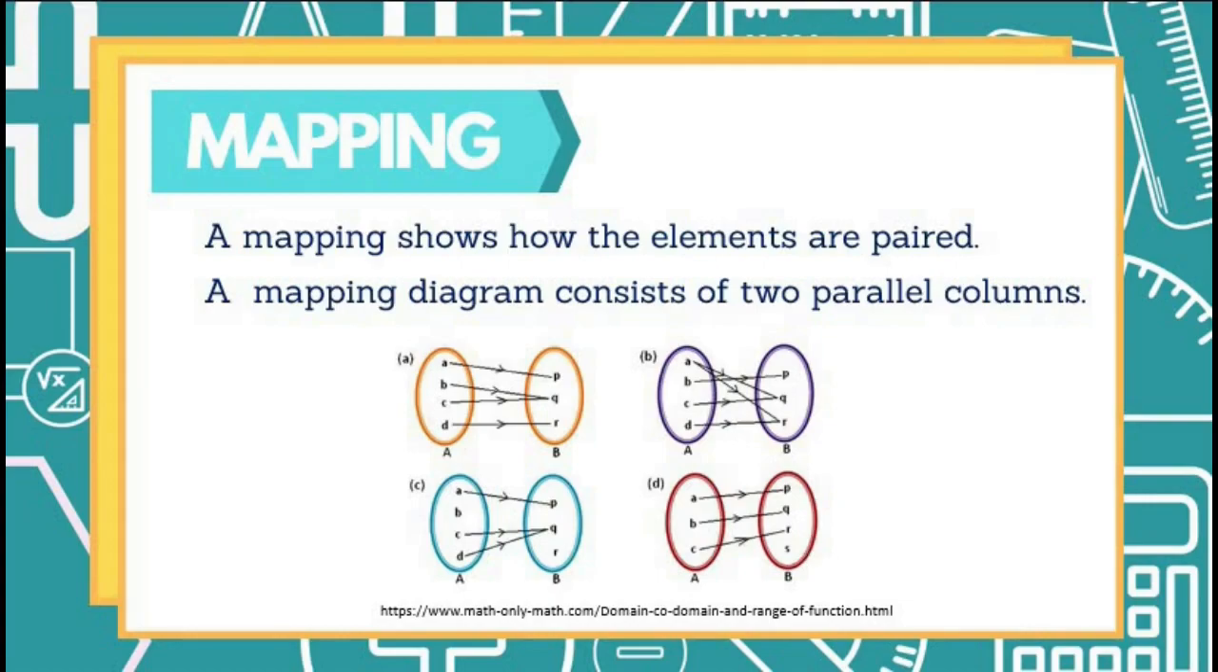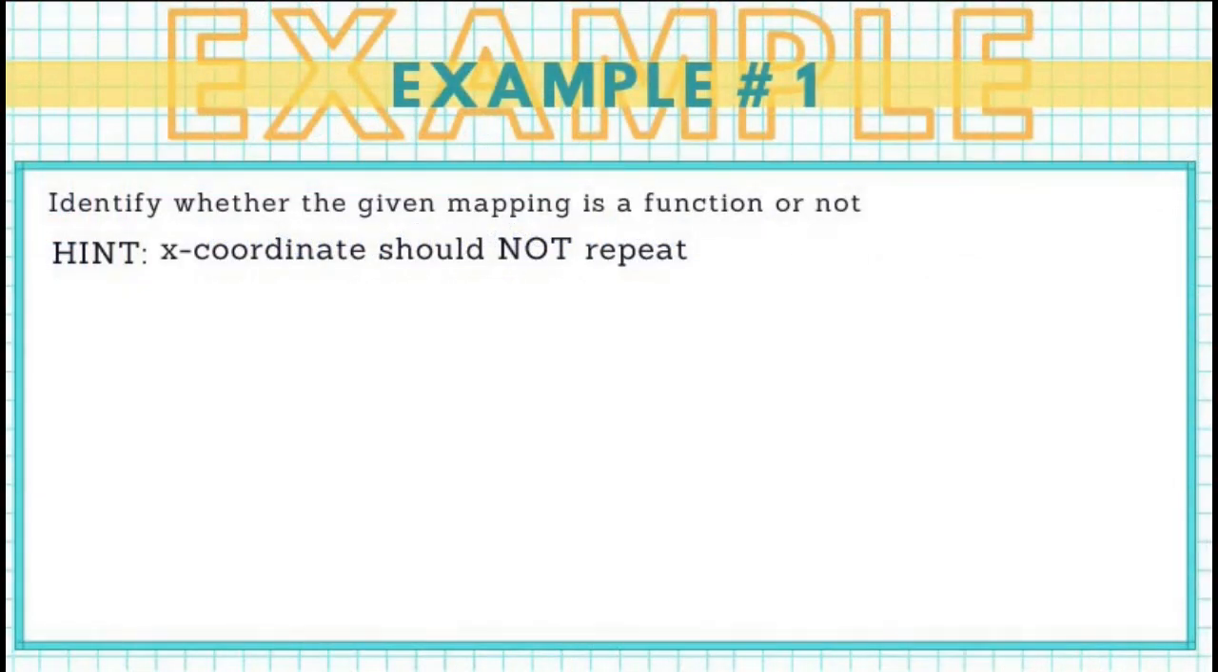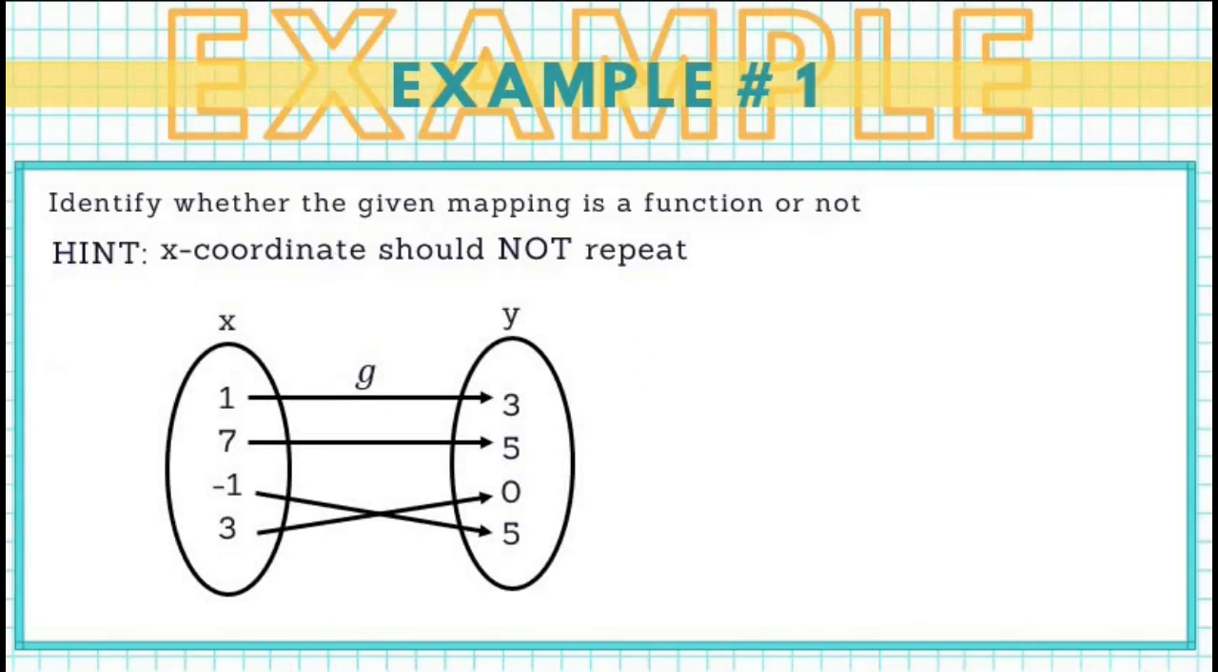For you to be able to understand that better, let's have examples. So for example number 1, our task is to simply identify whether the given mapping is a function or not. So again, our hint here is that the x coordinate should not repeat. Here is an example of a mapping. So we have here set G, and this is the first column representing the values of x. The values of x are 1, 7, -1, and 3. And the second column is designated for the values of y, which are 3, 5, 0, and 5.